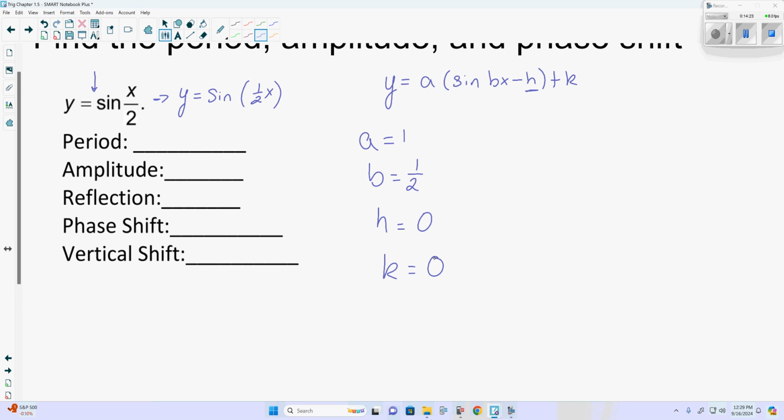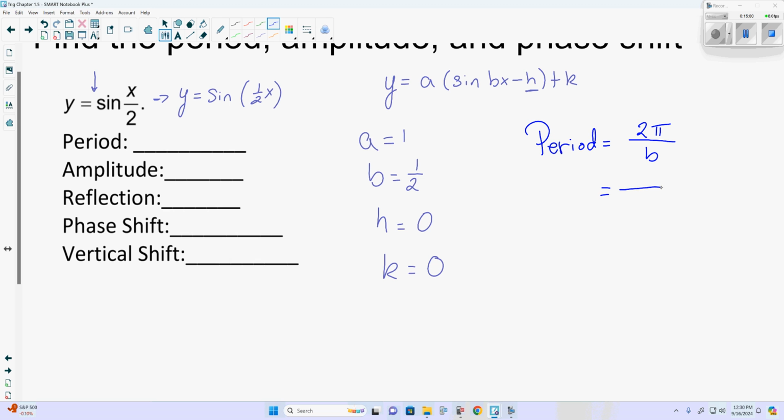Okay. So, period. We do have a set formula for the period. For sine and cosine, it's going to be 2 pi over b. 2 pi is the amount of time it takes for it to repeat one cycle. So sine and cosine, it is 2 pi. Secant and cosecant is 2 pi. Tangent and cotangent is pi.